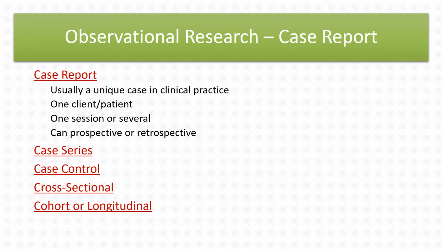So observational research case report. The first thing is that a case report is usually done on a unique case in clinical practice. It's usually one client or one patient. Could be one session or it could be several sessions, but it's usually really focused on just that one client. These can either be prospective or retrospective. Remember what that means. Prospective means that we're following the person. We're doing it from this point forward, whereas retrospective means that we might pull a case file and take a look at something that was done over a couple of sessions to find out maybe why this particular intervention seemed to work.